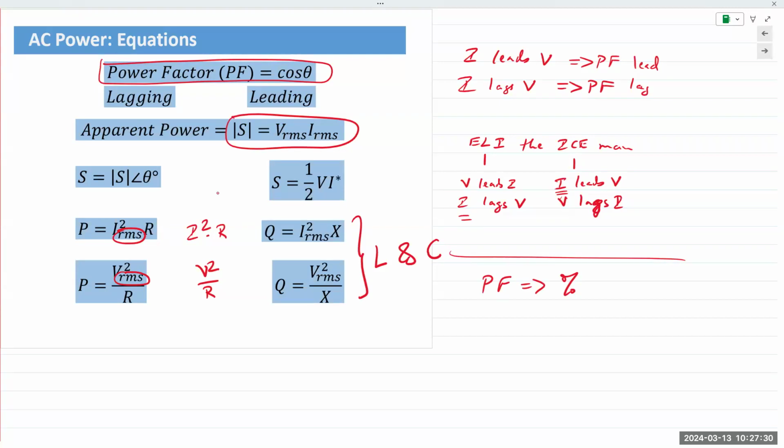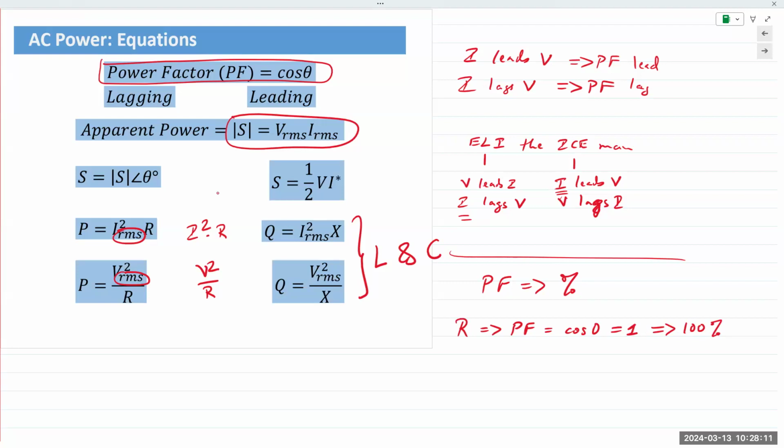If you take a resistor, for instance, the power for a resistor will simply be the product of the voltage and current, or V squared RMS divided by R, or I squared RMS times R. But the phase difference for the voltage and current of a resistor is equal to 0. So for a resistor, power factor is cos of 0, which is 1, described as 100%.